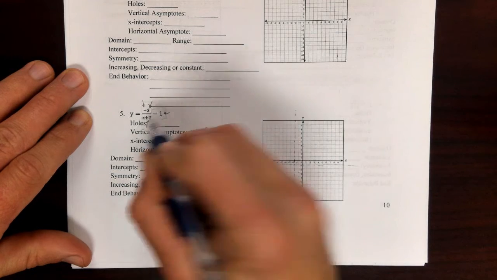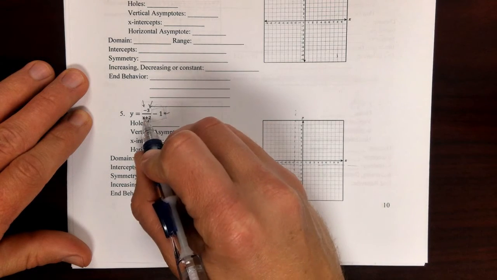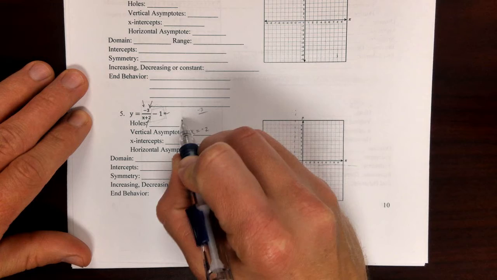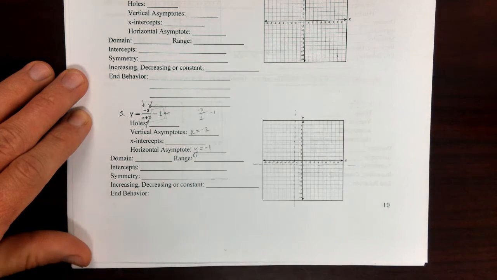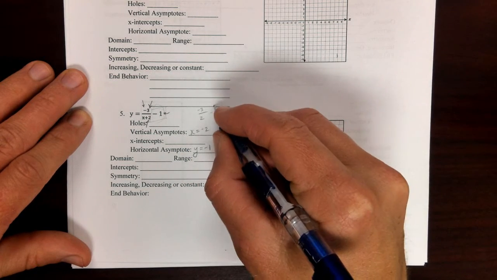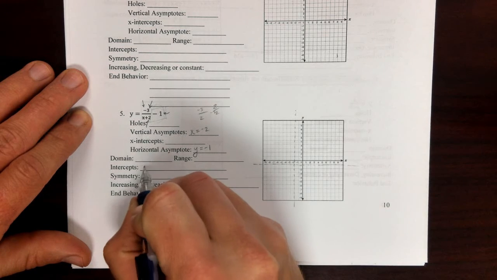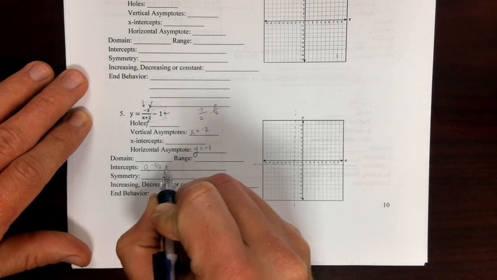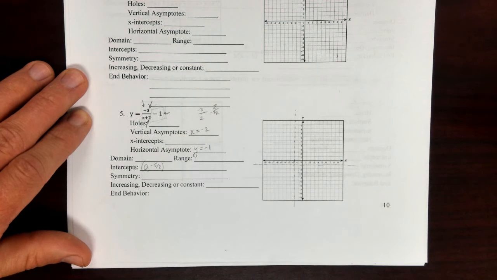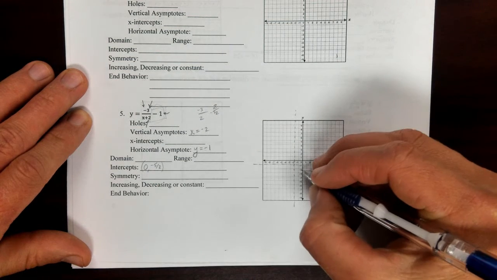Now let's look for our intercepts. In this case, we're going to plug in 0 for x. So I've got -3 over 0 plus 2, minus 1. So I've got -3 halves minus 2 halves, I could say, which is going to be -5 halves. So at 0, -5 halves, or -2.5.